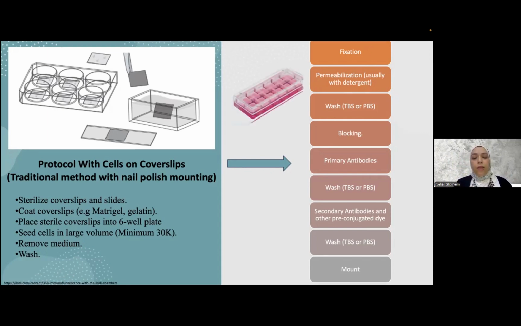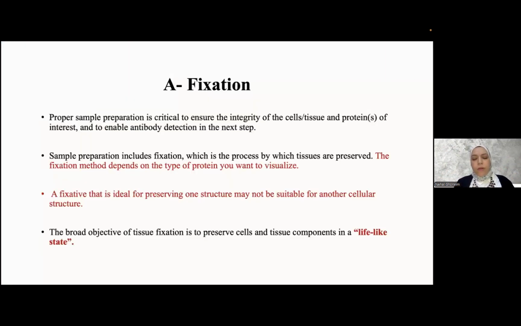So at first, oh yeah, you can also use this chamber, in which you will see the cells directly on the slide, not a cover slip, and with the chamber you do your experiment, and then remove the chamber and take the slide and do the procedure. Okay, at first the fixation.